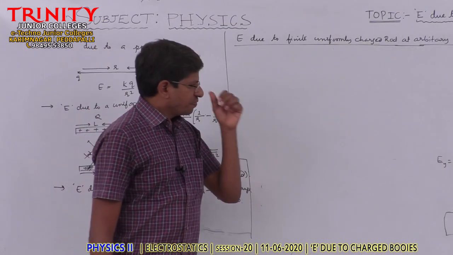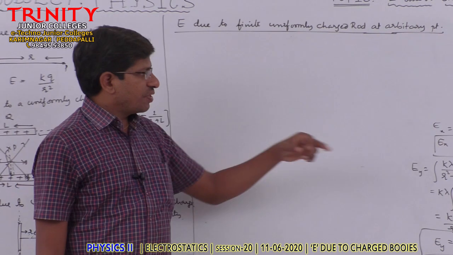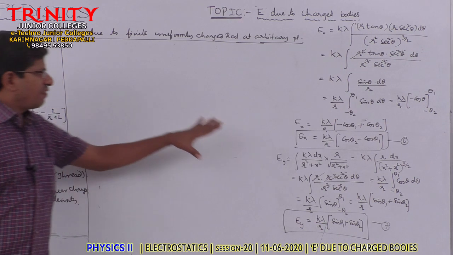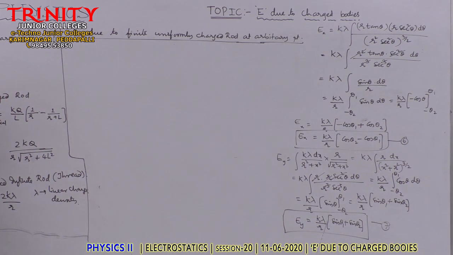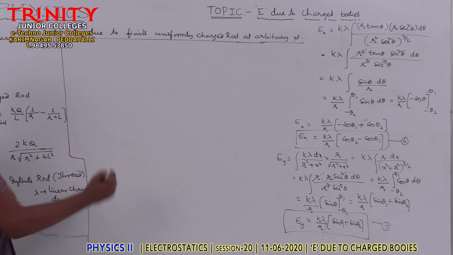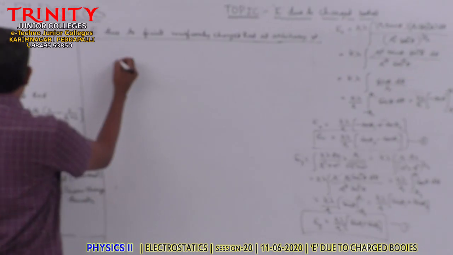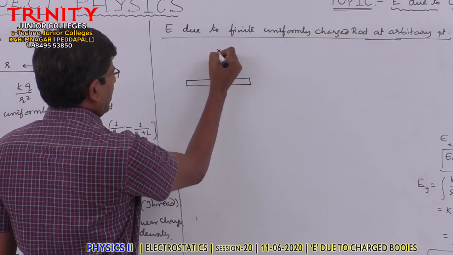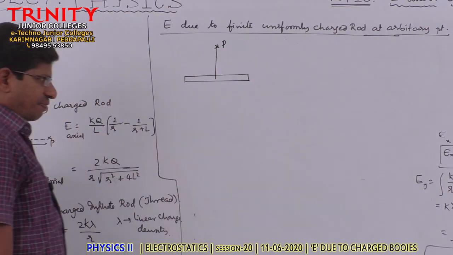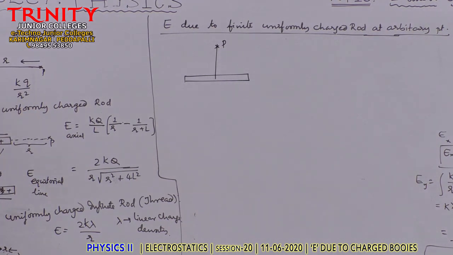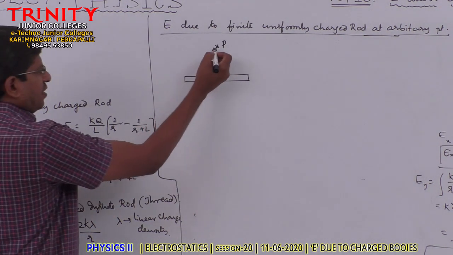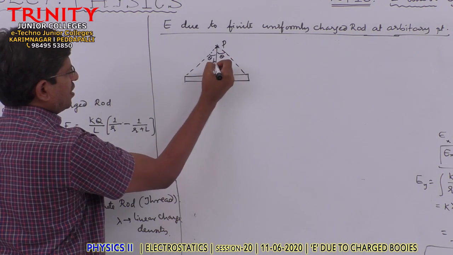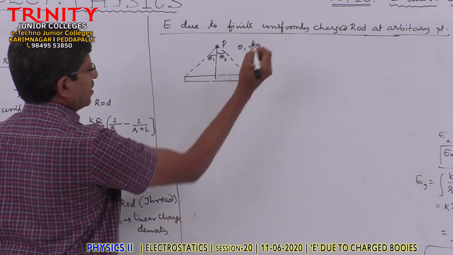Okay. Now, students, it is very important. Now, I will correlate these derivations with our previously derived facts. In the case of the uniformly charged rod, at exactly the bisecting point, naturally what you will get is theta 1 is equal to theta 2.